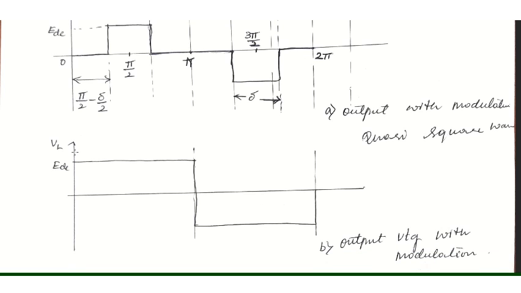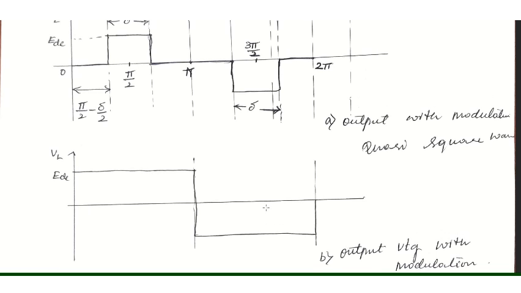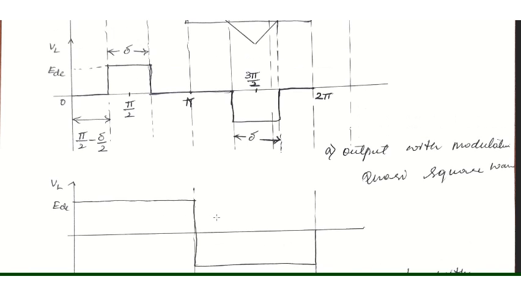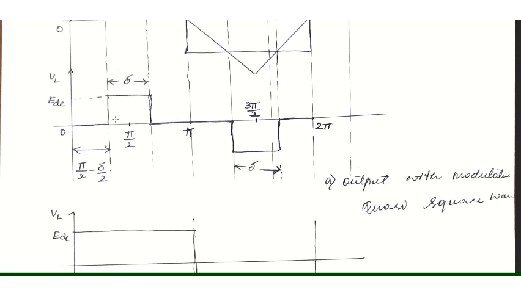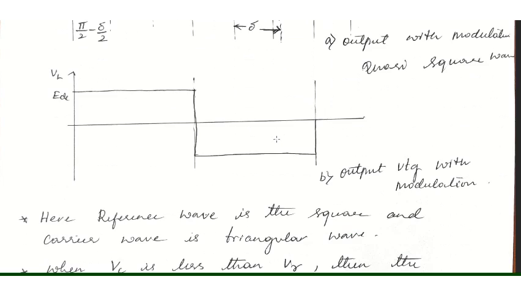This is the output voltage without modulation. Sorry, it has to be without modulation. So we saw that it was between 0 to T by 2 and T by 2 to T, right? So the output was plus EDC or minus EDC, a square wave. But here with the modulated output, you can observe the difference. The output you will be getting will be a quasi square wave.